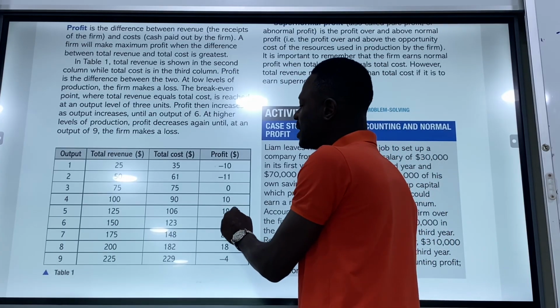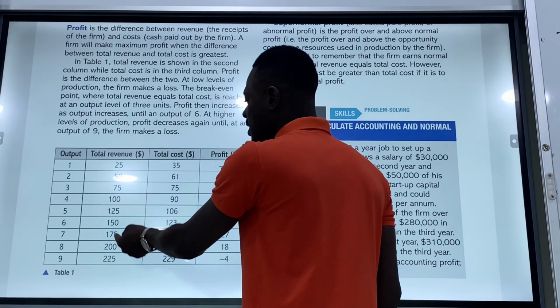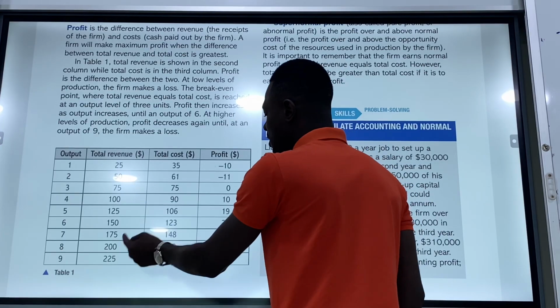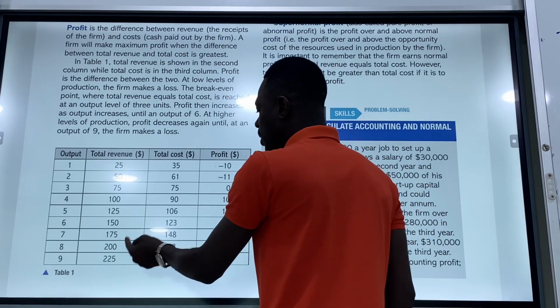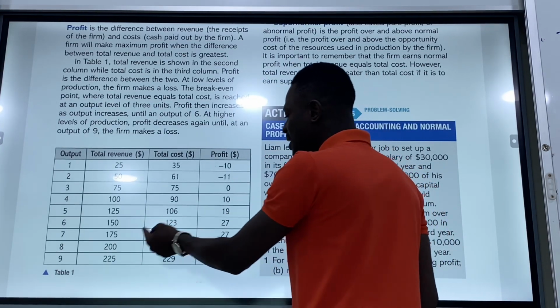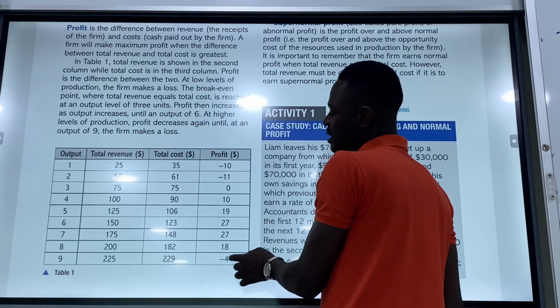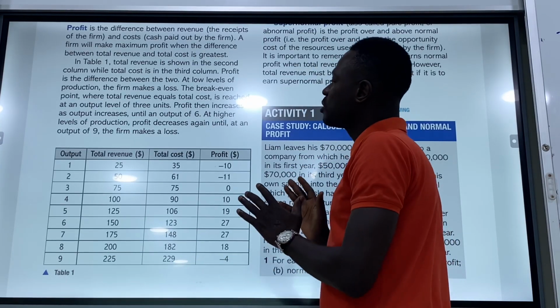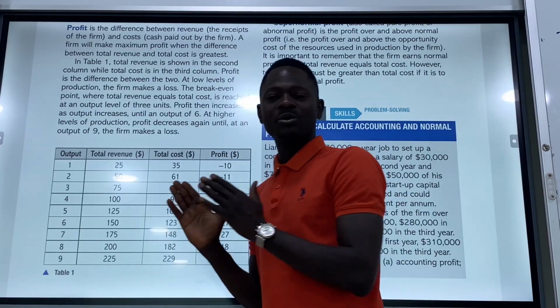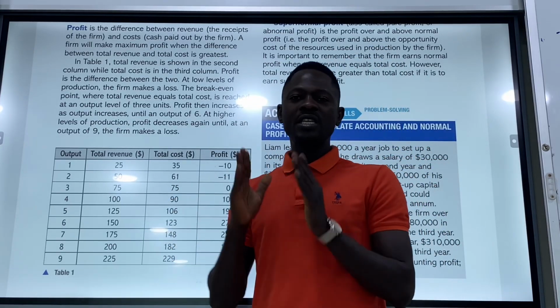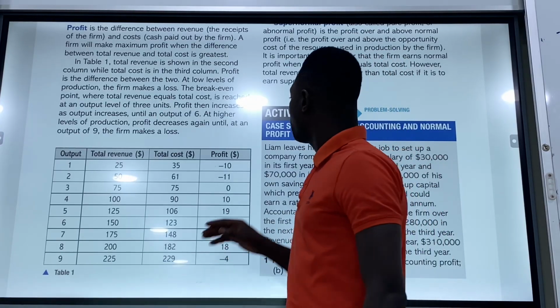A profit of 19 is made here when you find the difference between the TR and the TC. The TR and the TC make a profit of 27. The TR and the TC make a profit of 18. The TR minus TC makes a negative profit of 4. So this is the difference between total revenue and total cost. So your profit is always what? TR minus TC.